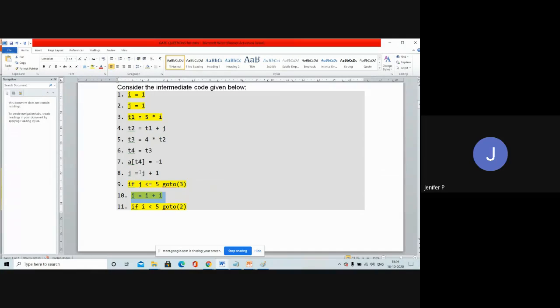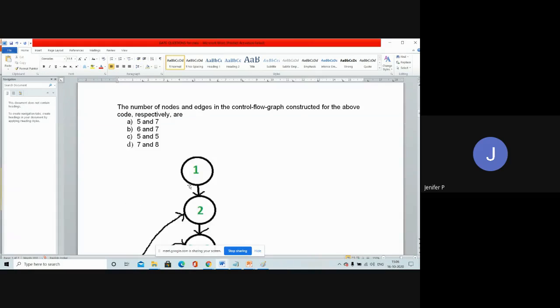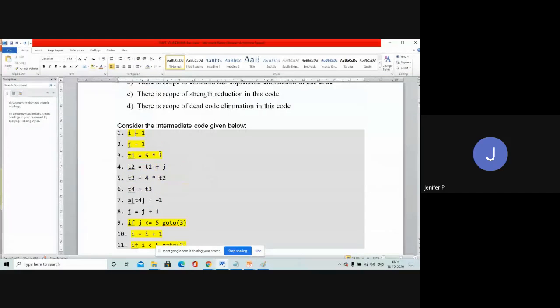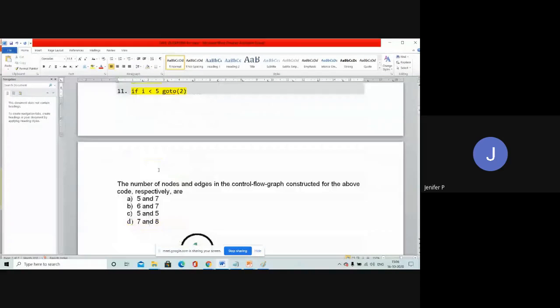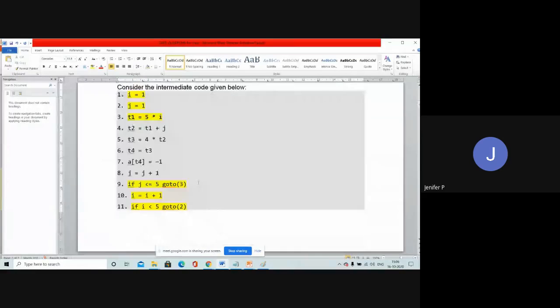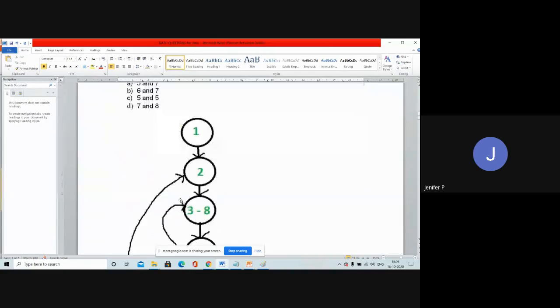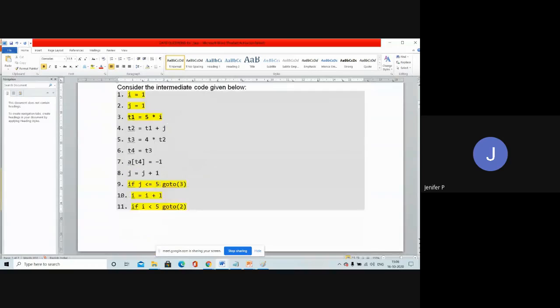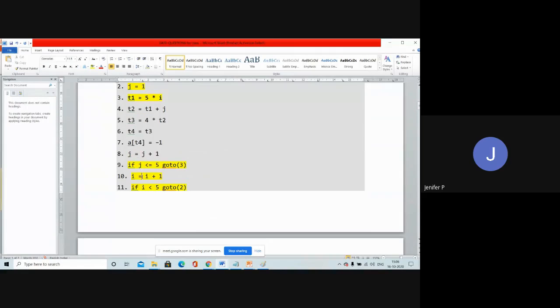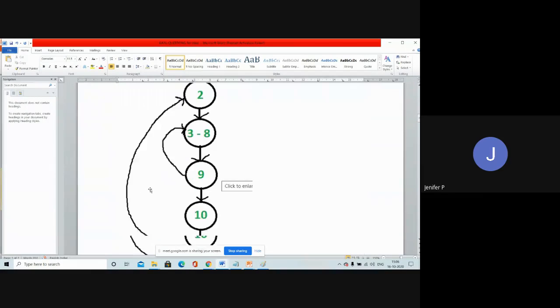Now with the leaders, what should we do? We have to divide the statements into blocks. So 1 is a leader, 2 is a leader, 3 is a leader, so 1 is a separate statement and will be in a separate block. And 2 is a separate statement, so that is a separate block. Then 3, after 3, 9 is a leader. So from 3 to 8 it will be in one block. So 3 to 8 is another block. Then after that 9 is a block, 10 is a separate block, and 11 is a separate block.